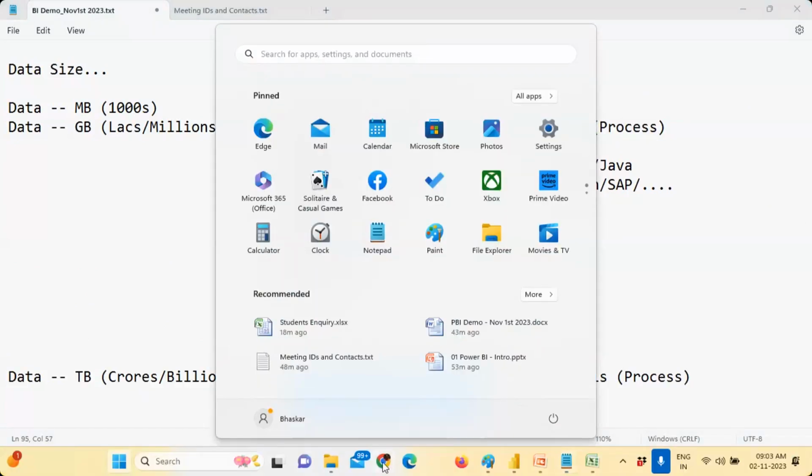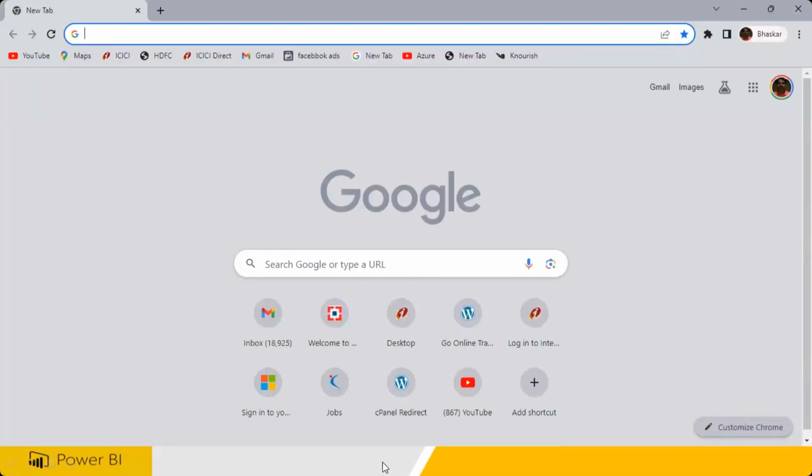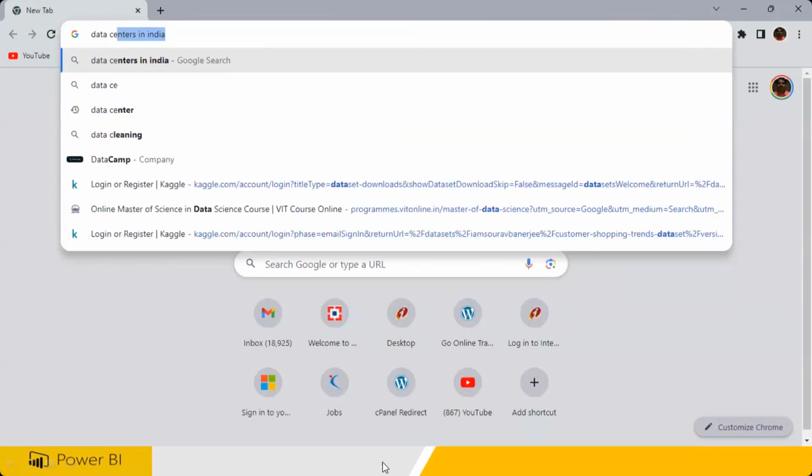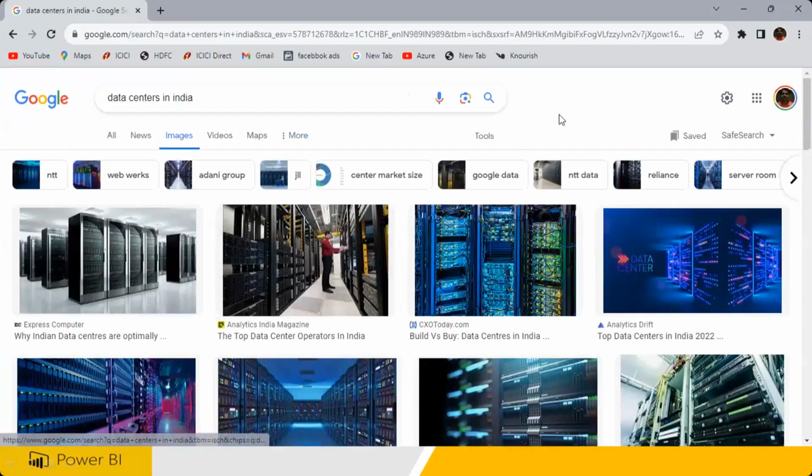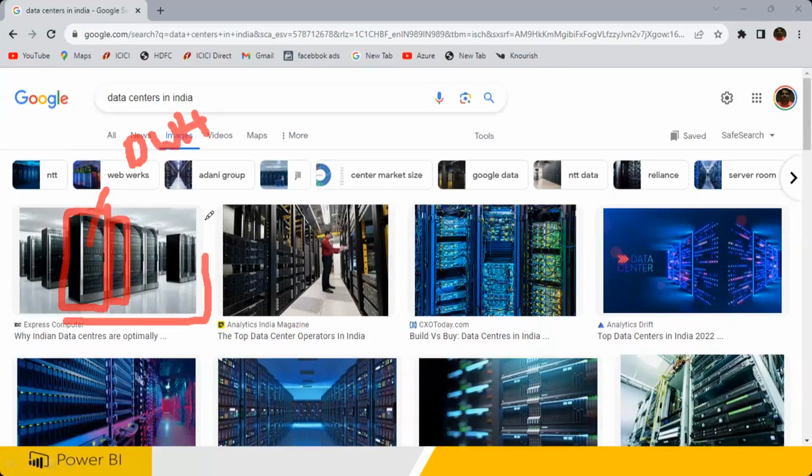You go to Google and search for data centers in India. Now let me show you the images of the data centers. So these are the machines I'm talking about. Very, very big machines. This is one data warehousing machine. Like that, every company will manage many data warehousing machines. This is what is called a data center.